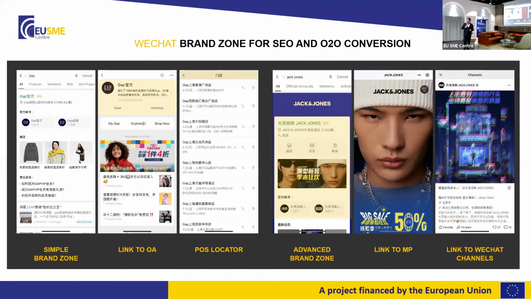And Weibo has been getting a bit of a bad rap for the last couple of years. People think it's no longer relevant. That's really not the case.